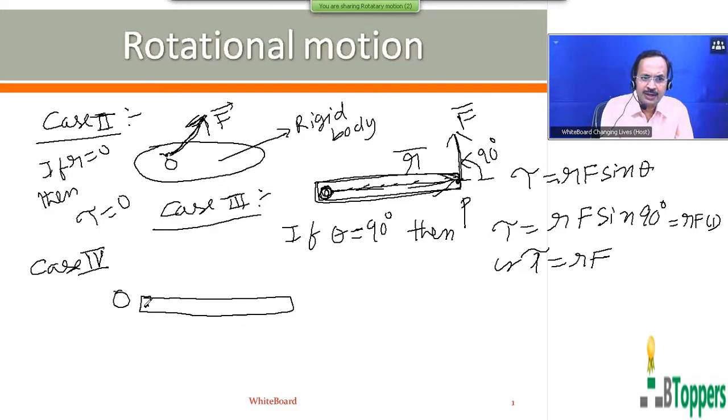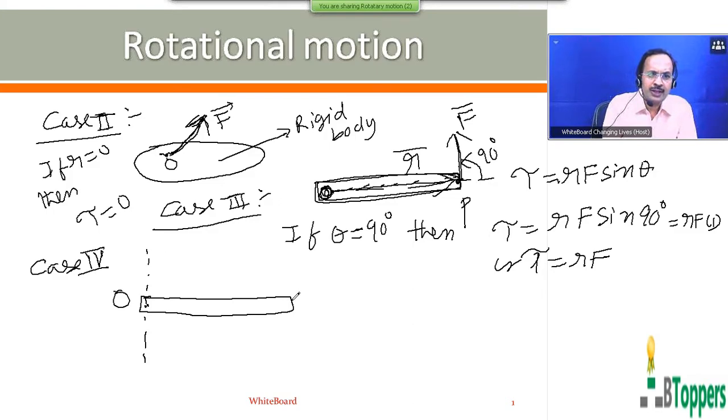Suppose the force acts in a direction parallel to the axis of rotation. In general, if you consider a rigid body, not necessarily a thin uniform rod, any rigid body. As an example, I told you to consider the rigid body in the form of a rod. But the same conclusions which we are discussing at present are applicable for any shape of the rigid body which is capable of rotational motion about a fixed axis.